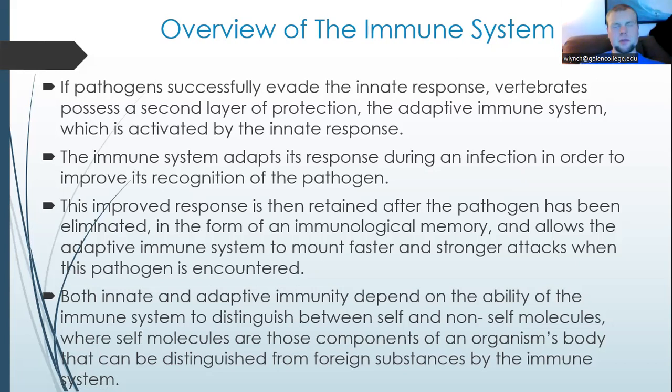Both our innate and adaptive immune responses depend on the ability to distinguish between self and non-self molecules. This is where autoimmune disorders come into play. Autoimmune disorders happen because our body is not able to recognize what is self and what is not, and we start to attack our own cells because we have no way to distinguish between what that tissue is and what we are not supposed to be attacking.